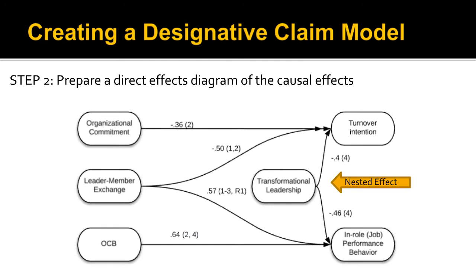In step 2, we redraw the designative claim model with only direct connections between each causal factor and the outcome factors. If more than one factor affects multiple outcomes, as shown here, it is advisable to first draw the larger effects first and then add the smaller effects nested inside them. A nested effect indicates that the factor to the left is more effective as an influence on the outcomes than the factor nested within it. This is another way of interpreting a mediated relationship.